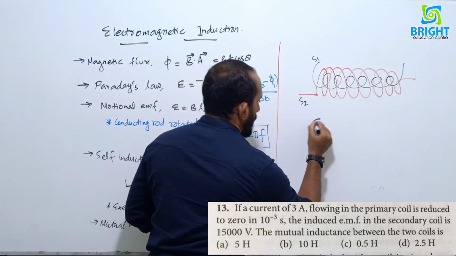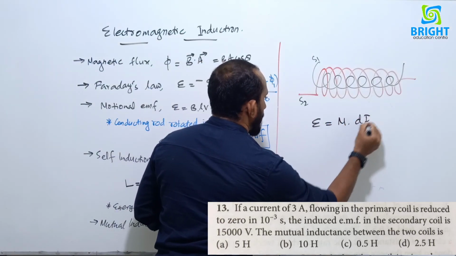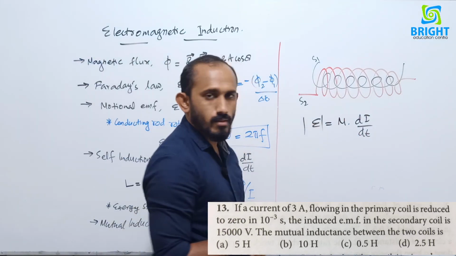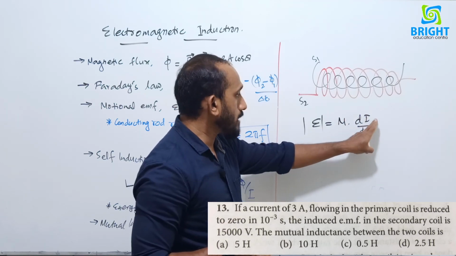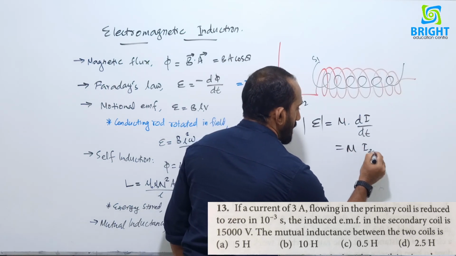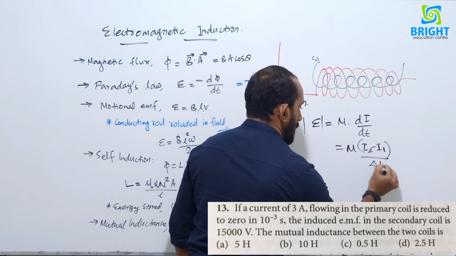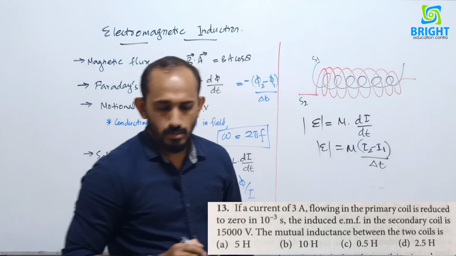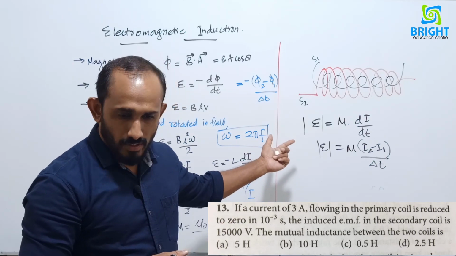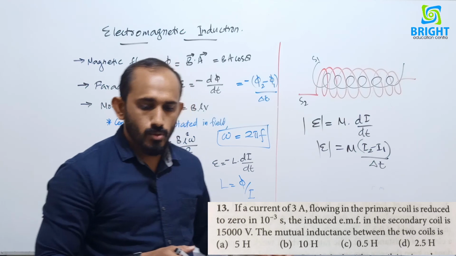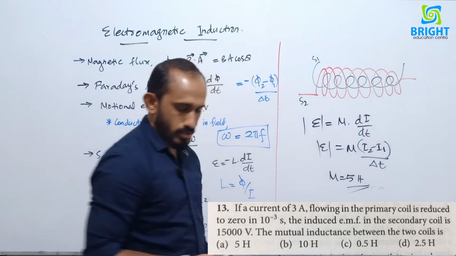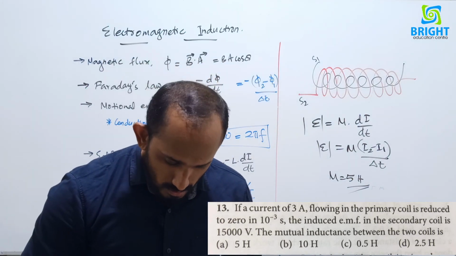Here we have E is equal to M into di by dt, the magnitude if you take it. This M is the mutual inductance, di is the change in current and dt is the time taken. You can write it this way also: M into I2 minus I1 by delta t, that is the magnitude of EMF. So the question gives current of 3 ampere changing down to 0 and EMF is given as 15,000, and if you solve for M you will get 5 Henry. So M will be equal to 5 Henry here. You substitute it. Answer is A.